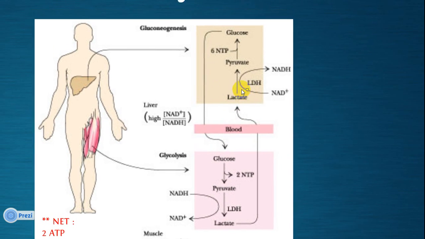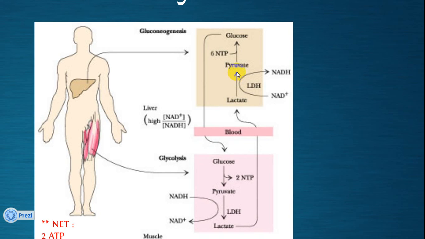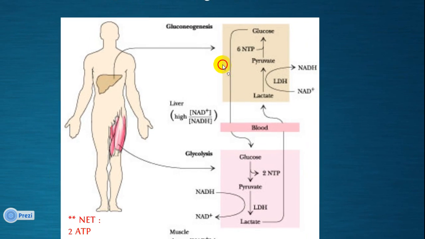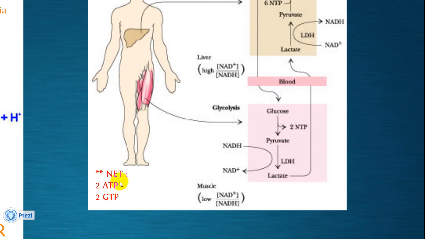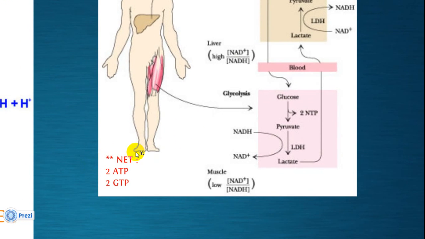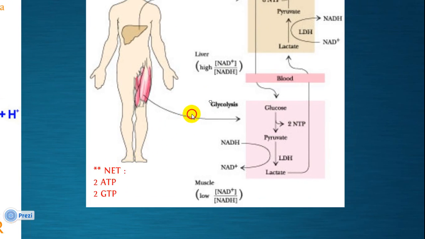In the liver, the lactate will be converted into pyruvate, and the pyruvate will be converted into glucose in gluconeogenesis. Okay, the pathway that we saw a few seconds ago. Now, a scientist called Cori found that this cooperation can save 2 ATP. So the net reaction here will be that you need only 2 ATP and 2 GTP.